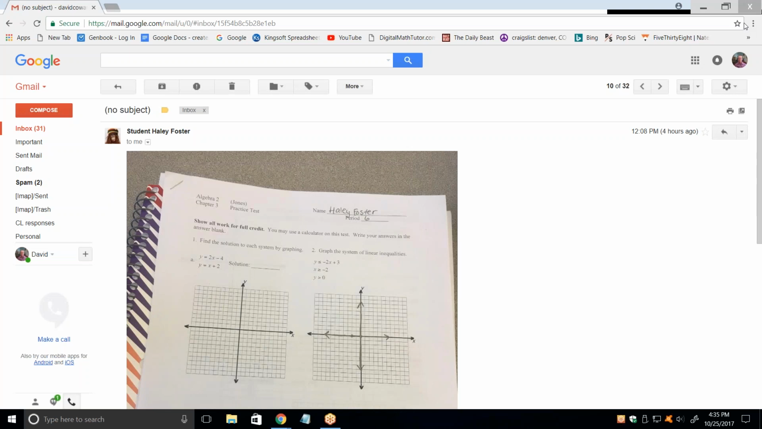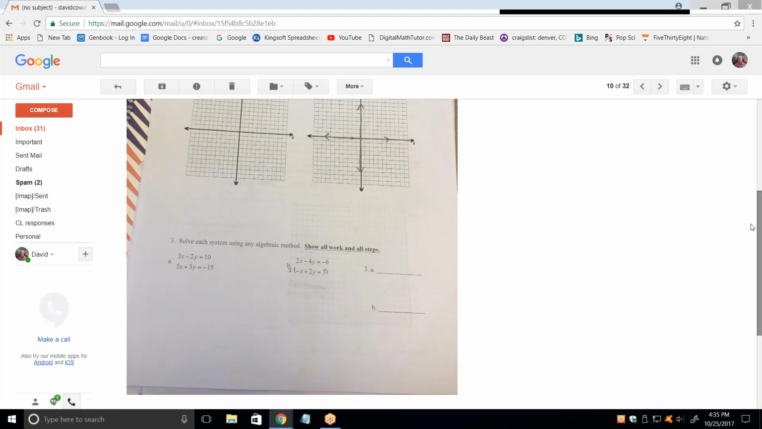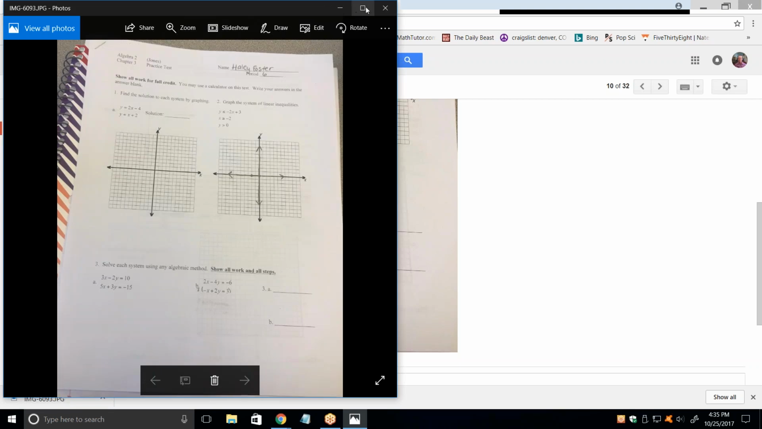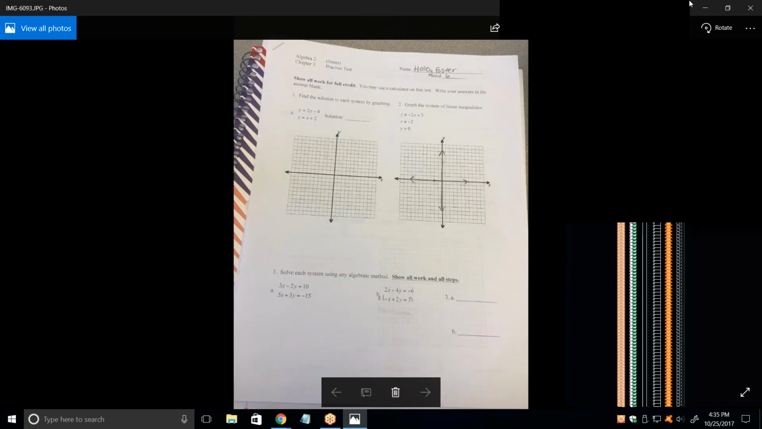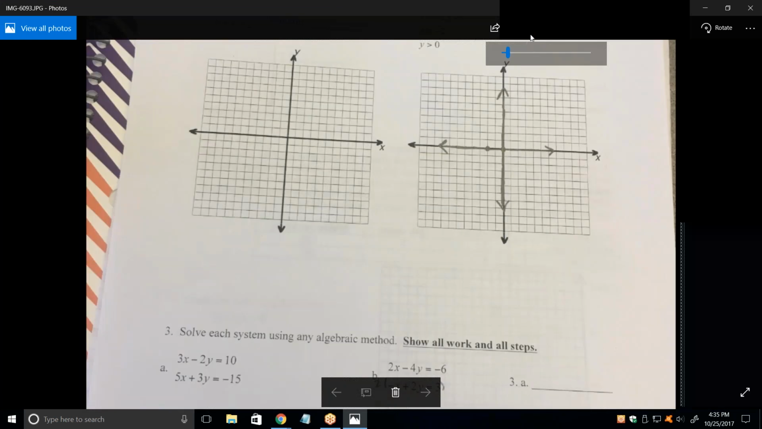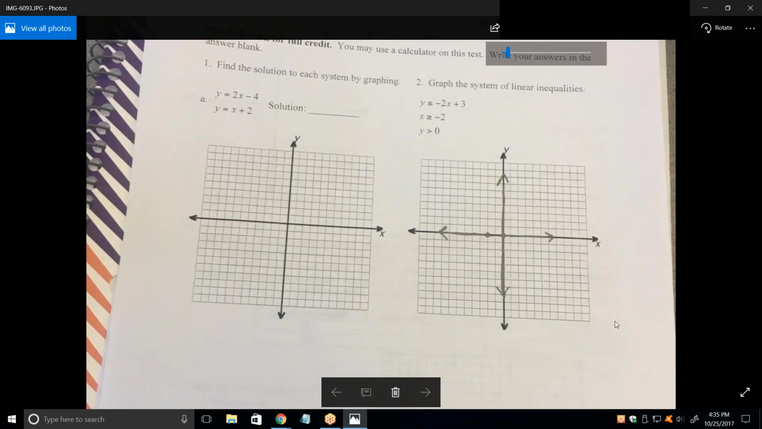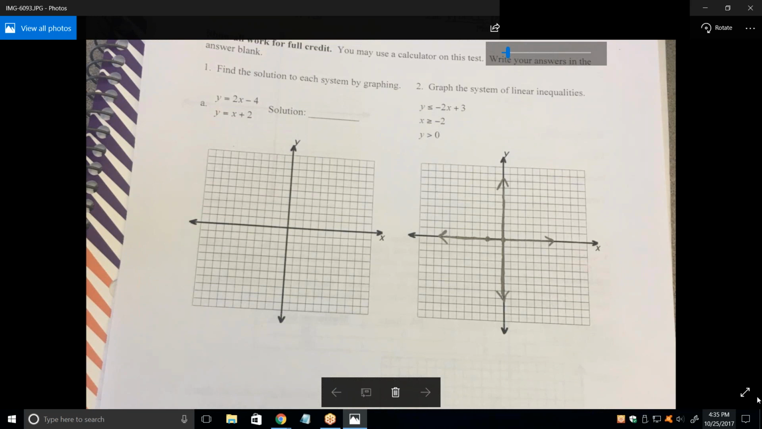On a second. Download this. For this page, I only need 1 and 2, because I understand number 3. Okay. Oh, I didn't erase that part. Okay.